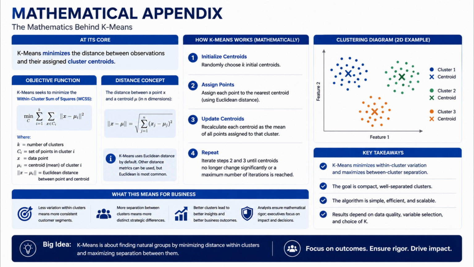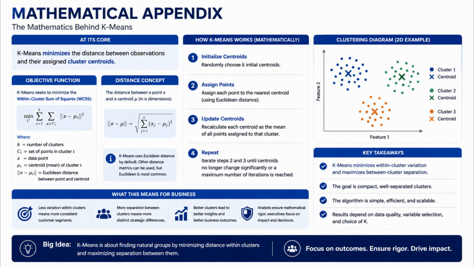Section 35. The mathematics behind K-means. At its core, K-means minimizes the distance between observations and their assigned cluster centroids. The objective is to reduce within-cluster variation, while increasing separation between clusters. You do not need to understand every mathematical detail to benefit from K-means. Executives should focus on business outcomes, while analysts ensure methodological rigor.